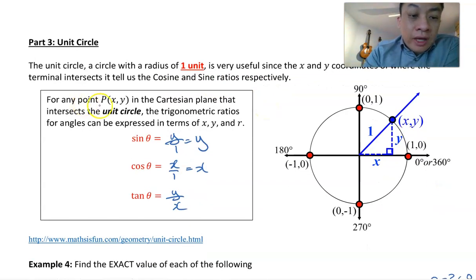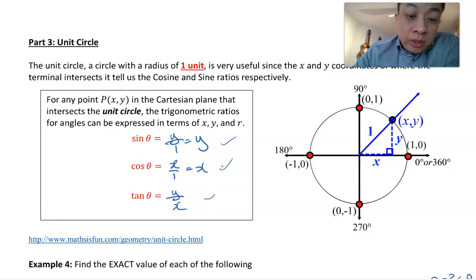Because if you look at it here, for any point P(x, y) in the Cartesian plane that intersects the unit circle, the trig ratios for angles can be expressed in terms of x, y, and r. So sine theta is equal to y over r, right? It's equal to opposite over hypotenuse, right? But that's y over 1. And so you could just say sine theta in a unit circle is just y. And cos theta is, again, adjacent over the hypotenuse, but the hypotenuse is just going to be 1 all the time. So it's x over 1, or just x. And then tan theta will be y over x, the y value divided by the x value. That's the same as the previous example.